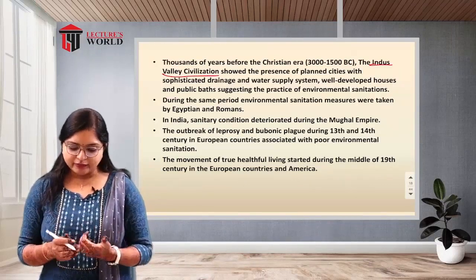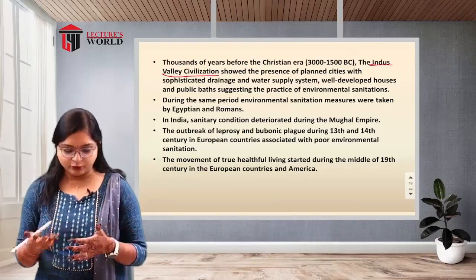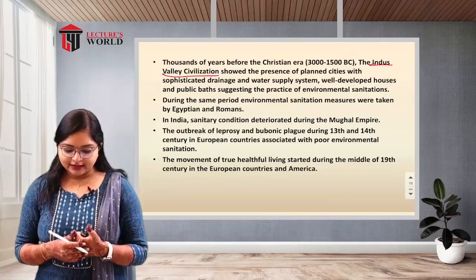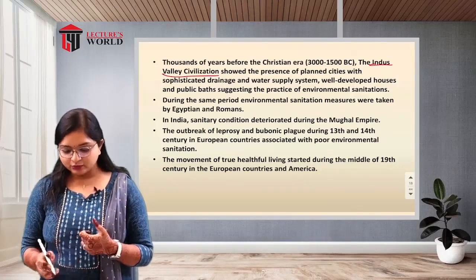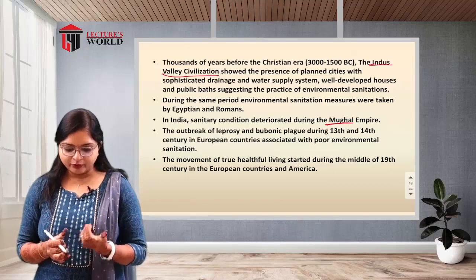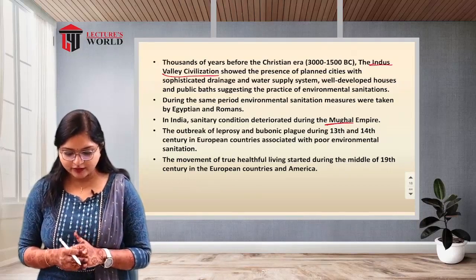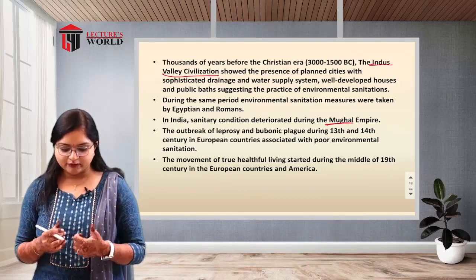And during the same period, environmental sanitation measures were taken by Egyptians and Romans. In India, sanitary conditions deteriorated during the Mughal Empire, and the outbreaks of leprosy and bubonic plague during the 13th and 14th centuries in European countries were associated with poor environmental sanitation.